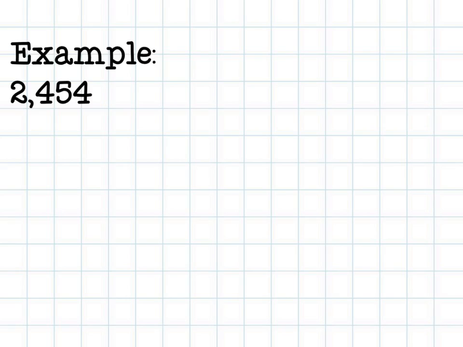Let's work on this example together. The number is 2,454. Use your divisibility rules to determine which of the numbers we've given you will go into 2,454? Remember, you're testing the numbers 2, 3, 4, 5, 6, 8, 9, and 10. Pause the video for a moment and see if you can determine which numbers will work.